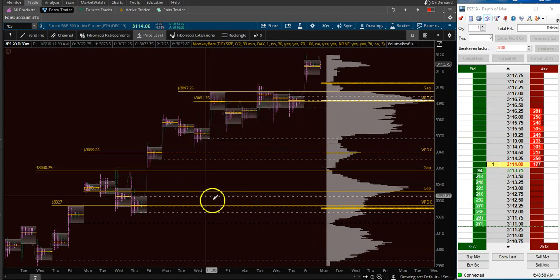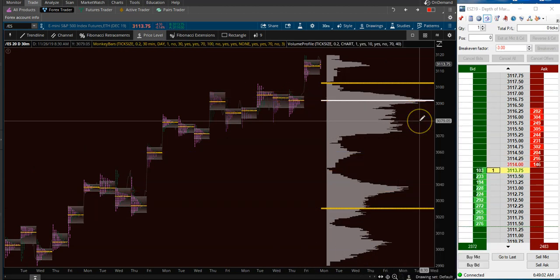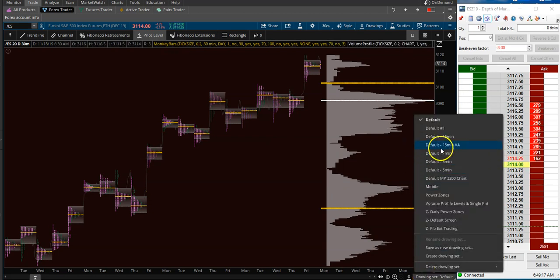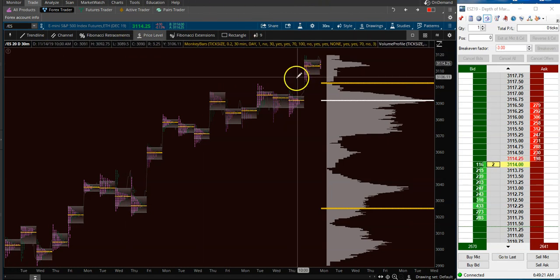So this is the way I use it. Again, I will put this chart down below inside a link to the chart without them. And the way I would do it if I were you guys, I would come over here. I name mine default 15 value area. That's me. Don't ask why.